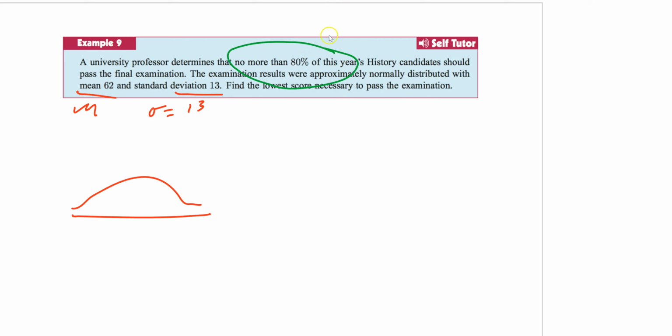So what that means is, now it's kind of counterintuitive, right? He wants the bottom 20 not to pass. That's kind of what that means. Like, I know no more than means 80% is the max, but it's to pass. It's kind of a double negative thing going on there. Not really, but he wants 80% of students to pass.